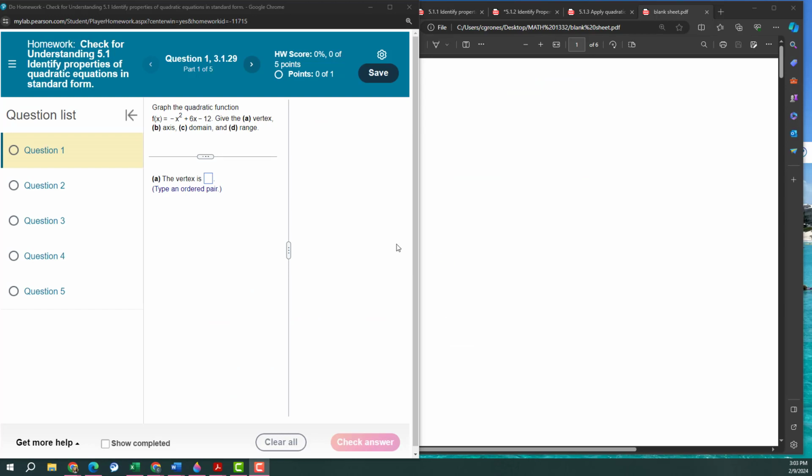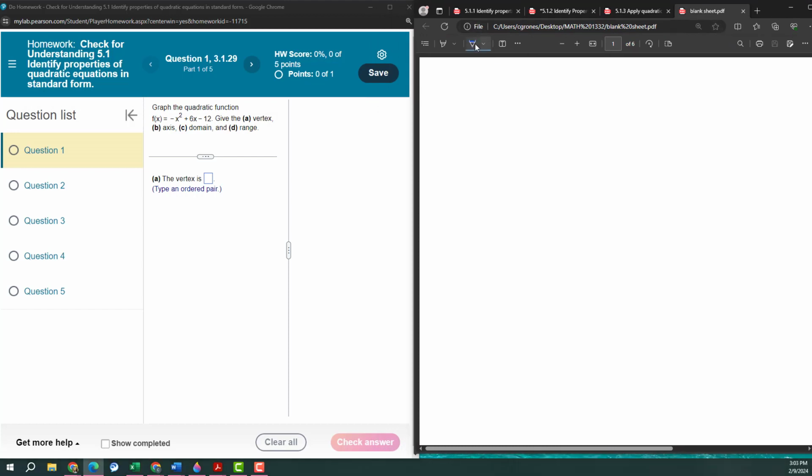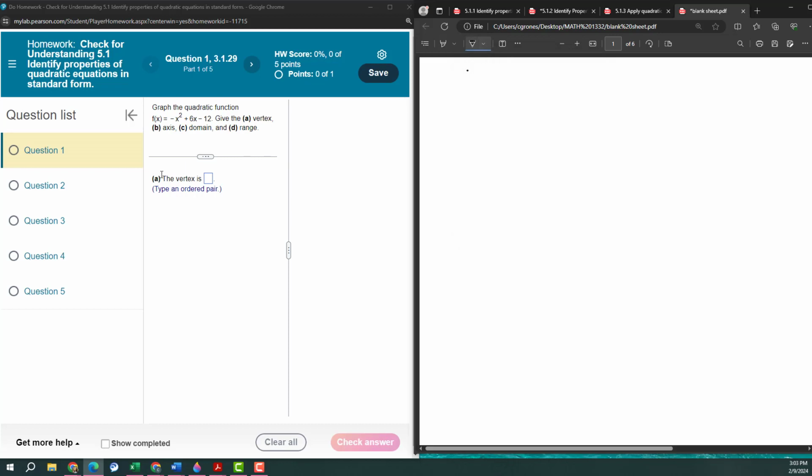Okay, so I'm looking at the homework for 5.1. I've got this little blank sheet over here, and we're going to go through some of these questions. Let's look at number 1 first. These are multiple answers. So in this one we've got A, B, C, and D. So we're going to be given a quadratic function, and then we're going to be finding the vertex, our axis, domain, and range.